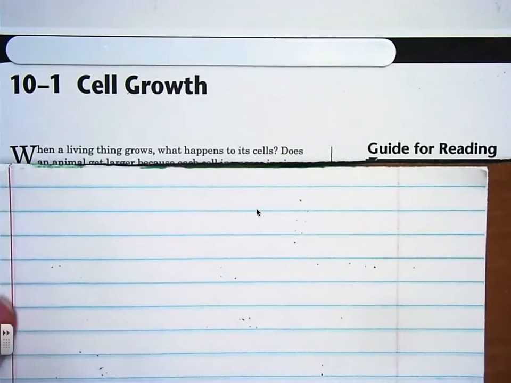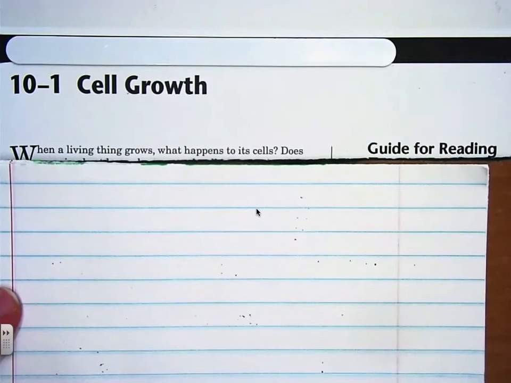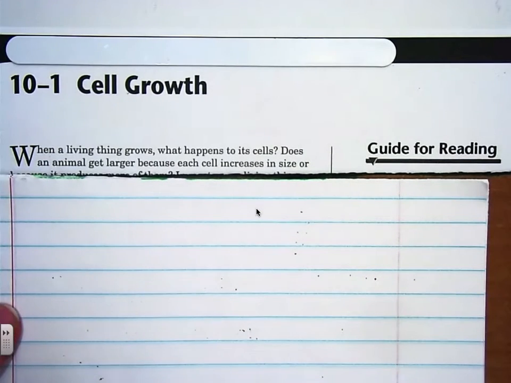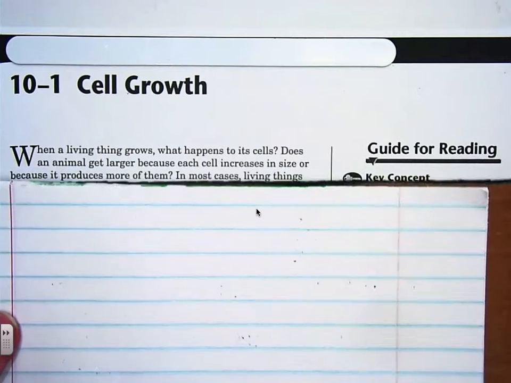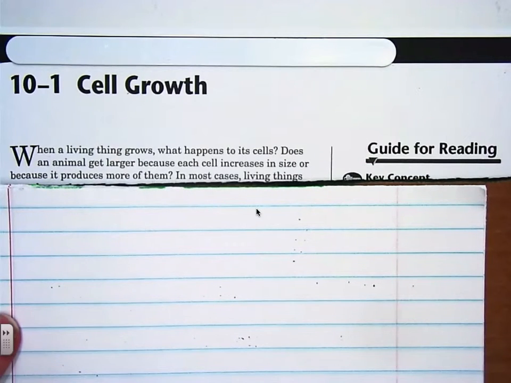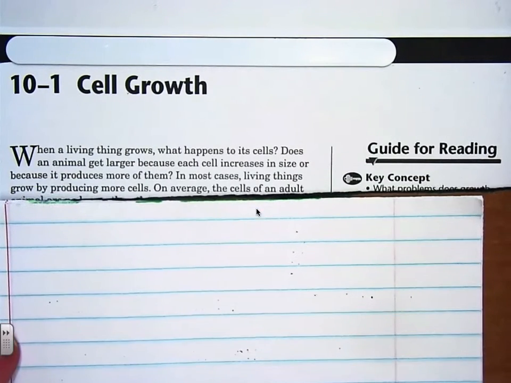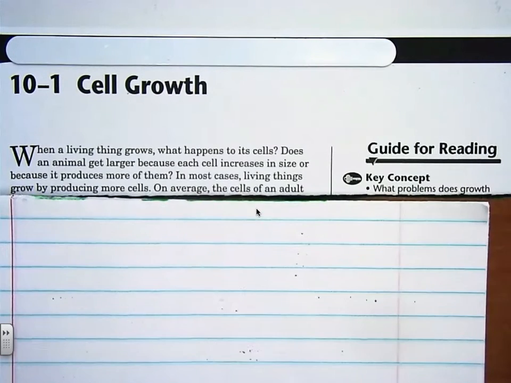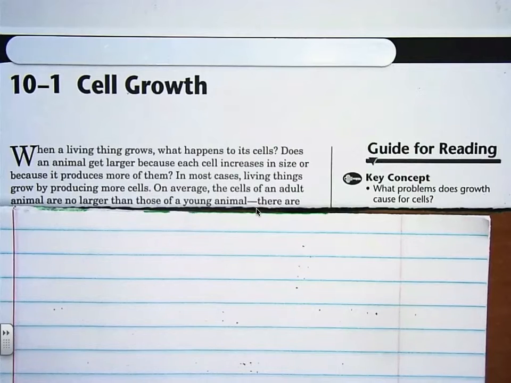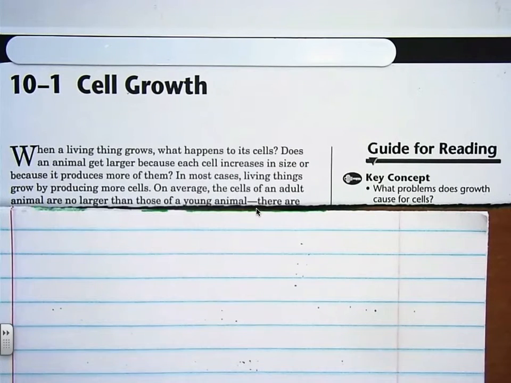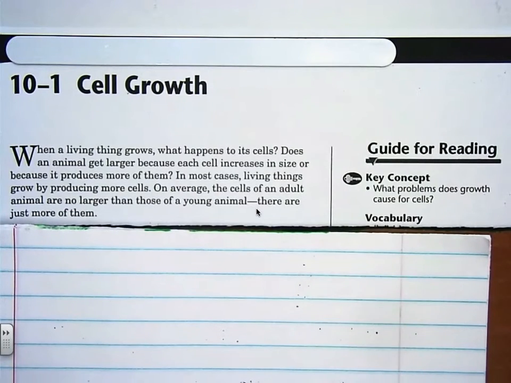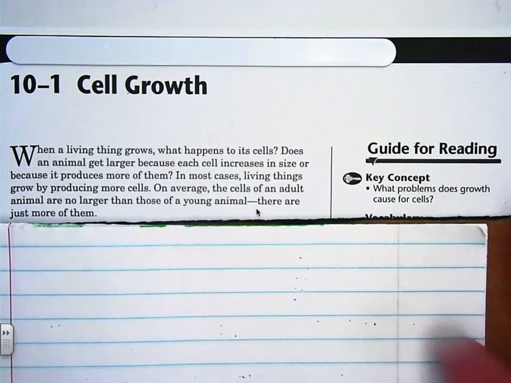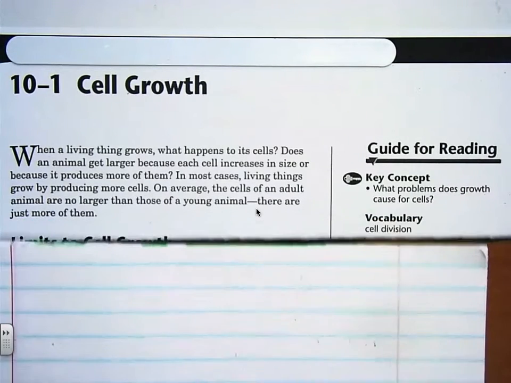Here we go. When a living thing grows, what happens to its cells? Does an animal get larger because each cell increases in size, or because it produces more of them? In most cases, living things grow by producing more cells. On average, the cells of an adult animal are no larger than the cells of a young animal. There are just more of them. Okay, and that kind of makes sense. But why? We're going to find out.